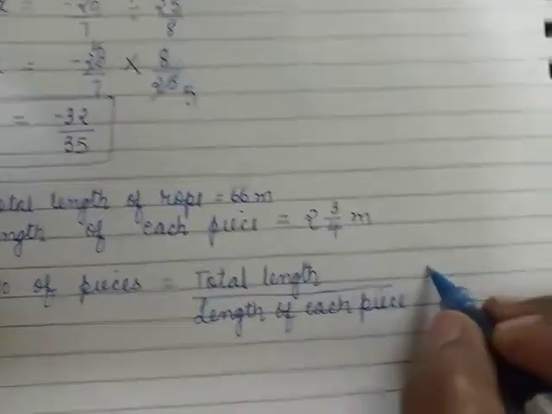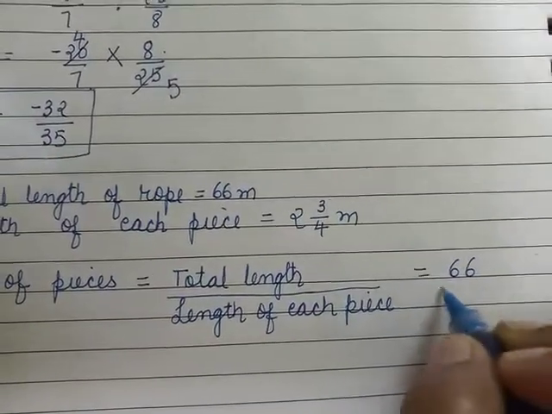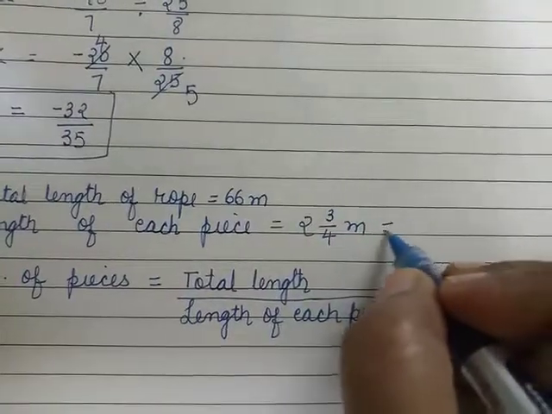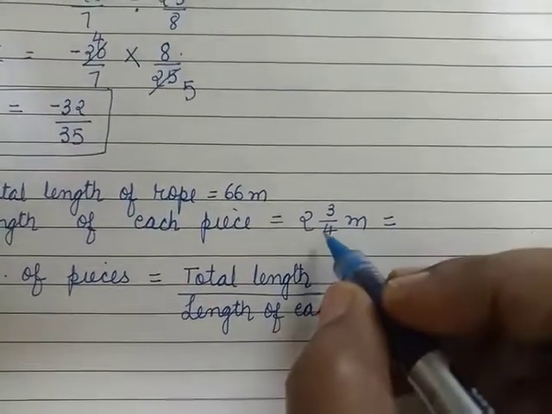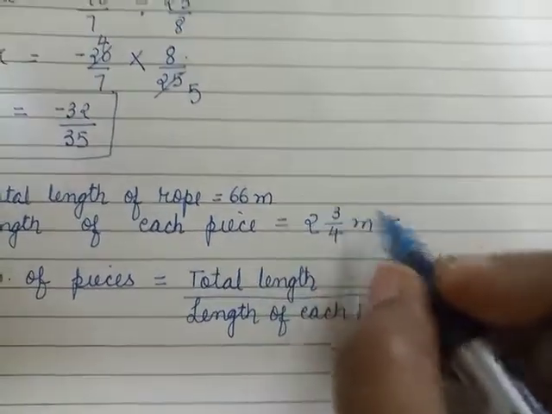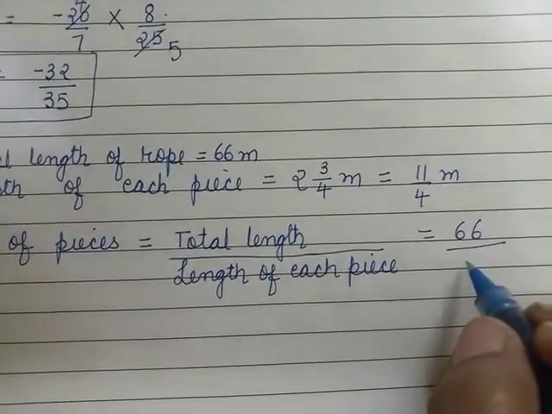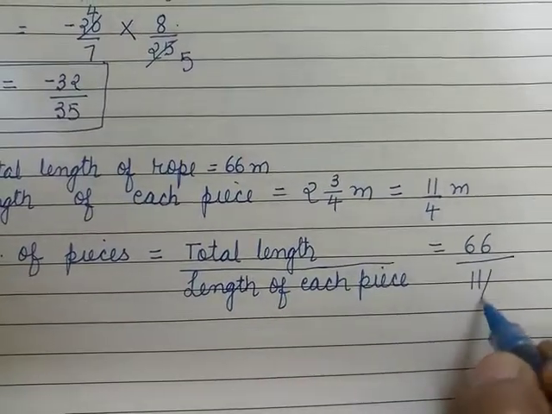Okay, so total length is 66. Both the units are the same. We convert mixed fraction into improper fraction. 4 2s is 8 and 3, 11 by 4 meter. So 66 divided by 11 by 4.